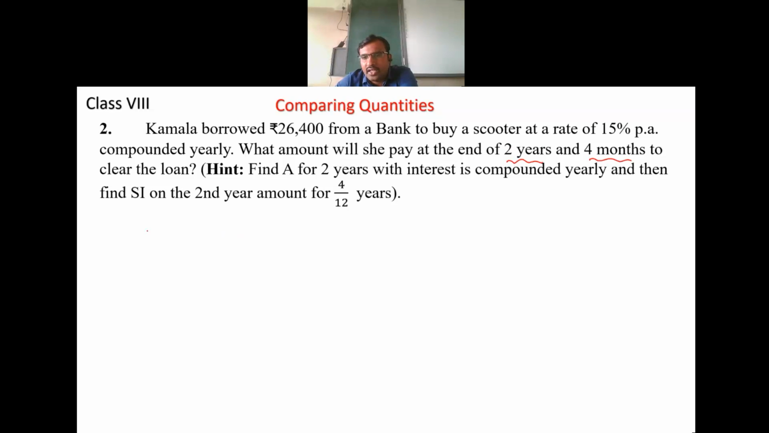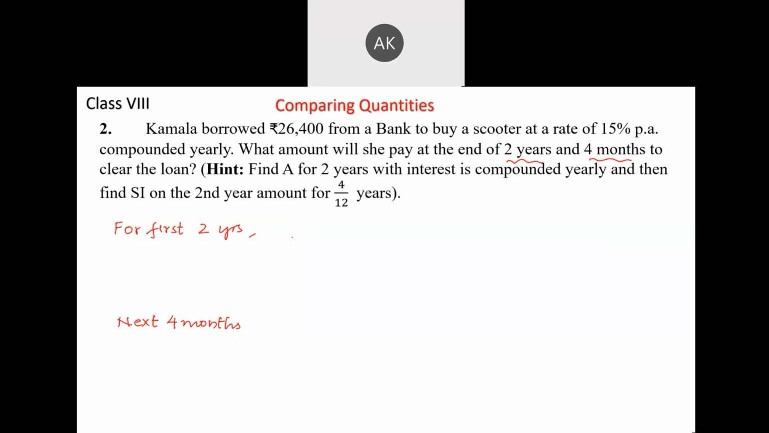First, we have to do 2 years, sir. After 2 years, 1 by 3 year. First we have to do for the first 2 years, then for the next 4 months. 4 months is 1 by 3 years, sir. So when I separated it, we can solve it easily.